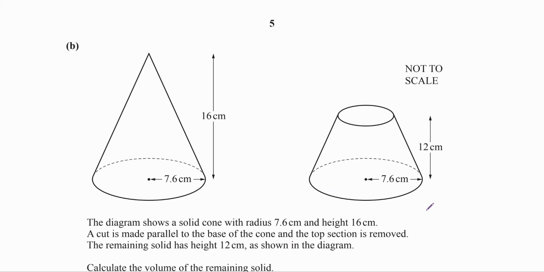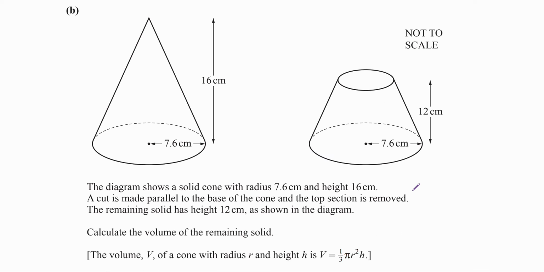2.64 centimeters. The diagram shows a solid cone with radius 7.6 and height 16. A cut is made parallel to the base of the cone and the top section is removed. The remaining solid has height 12 as shown in the diagram. Calculate the volume of the remaining solid.